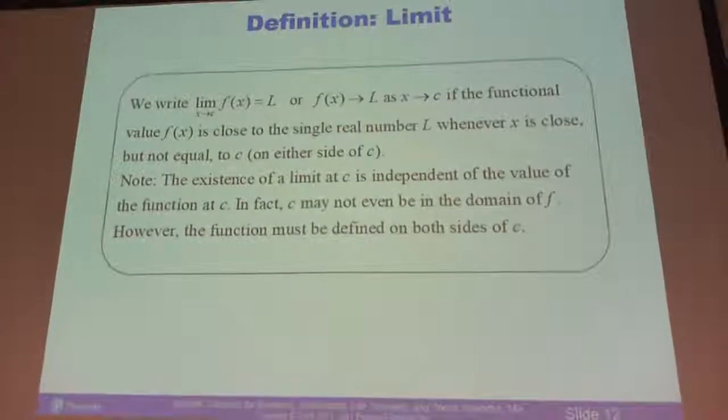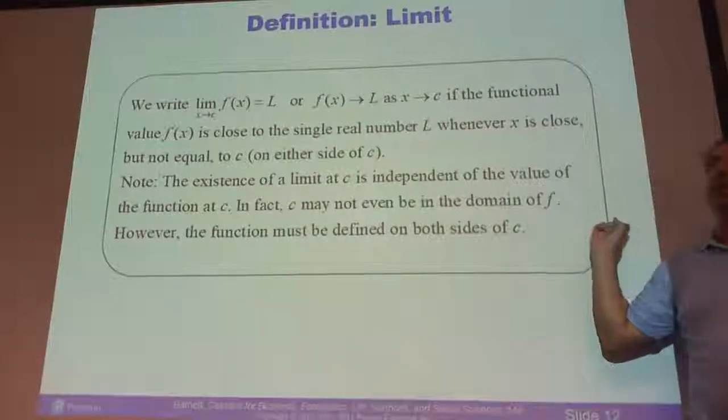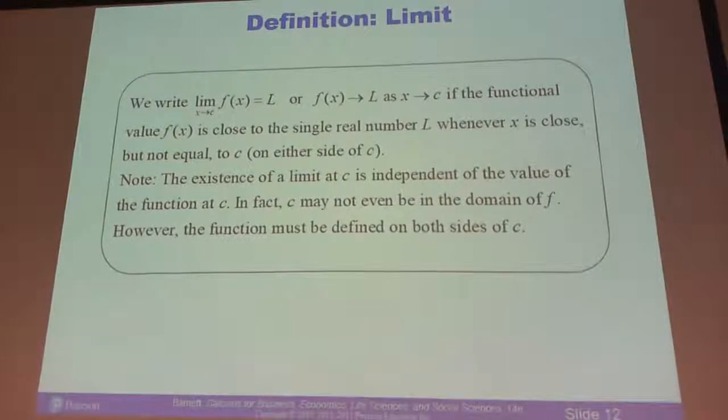So we write the limit as x approaches some number c of f of x equals L, and that function will result in L as x approaches c. And the existence of a limit at c is independent of the value of the function at c. In fact, c may not even be in the domain of f. However, the function must be defined on both sides of c. That's really the bottom line: we're looking at it from the left and we're looking at it from the right to make sure that's the answer.